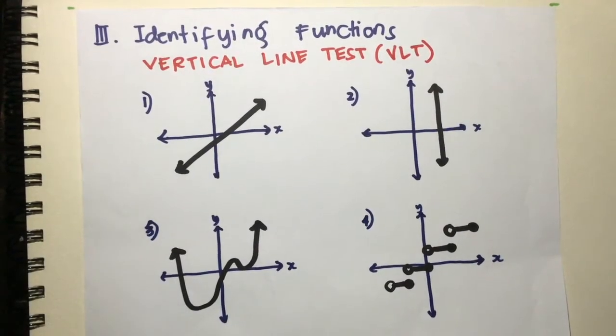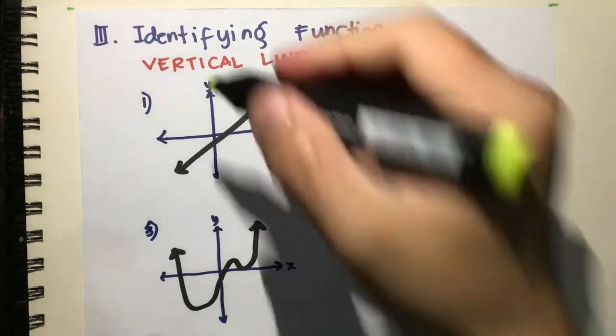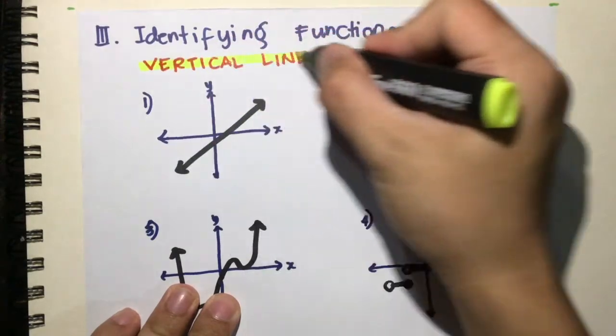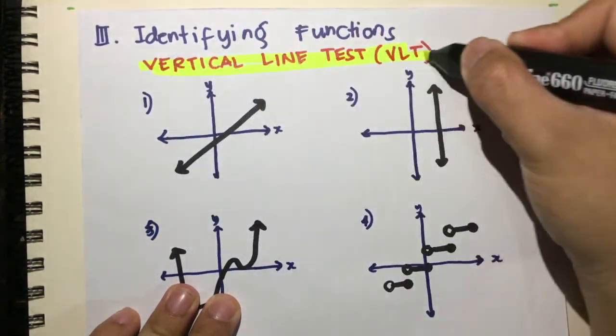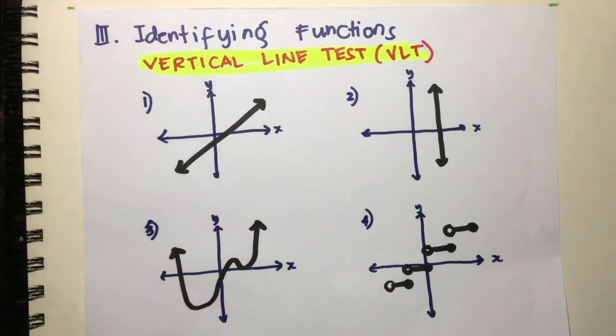Okay, this time we're going to identify functions using graphs. And when I say using graphs, we have to adhere to the idea of the vertical line test. When you say vertical line test, it makes sure that your graph is hit by the vertical line once, no matter where you draw the vertical line.